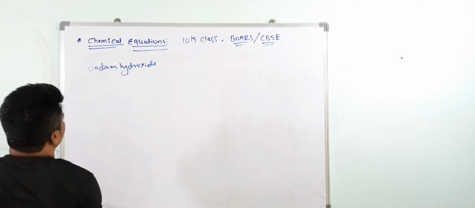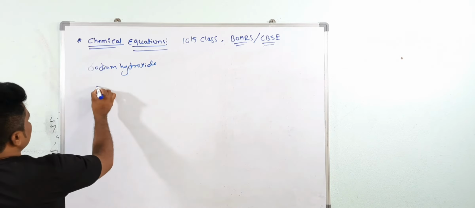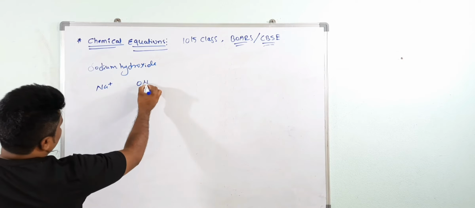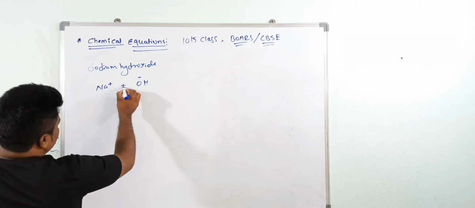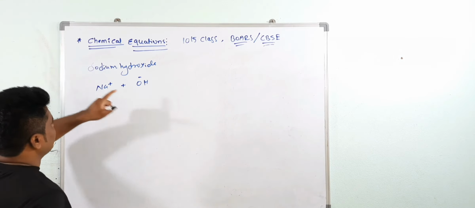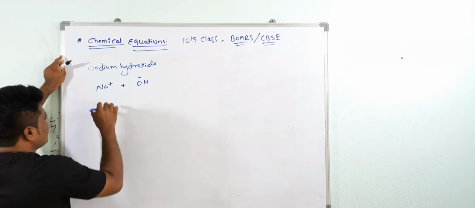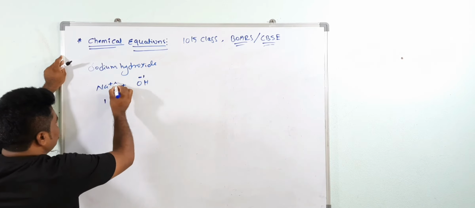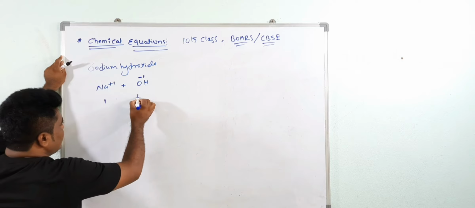See here, sodium means Na+, hydroxide means OH-. We have to combine these. What is the valency of sodium, irrespective of plus or minus? Just write the combining capacity of this one is 1. Here minus means minus 1, and here plus means plus 1. Here also the valency is 1.